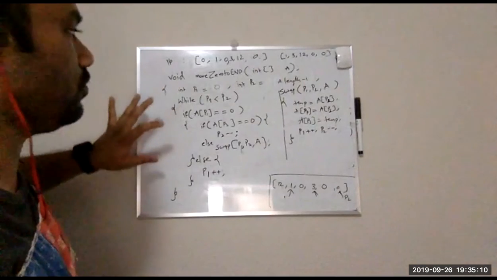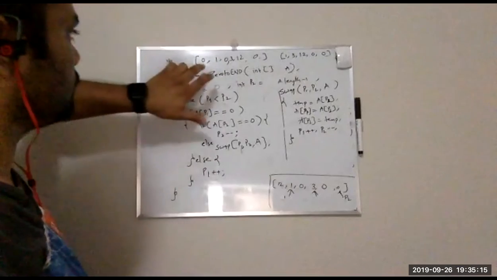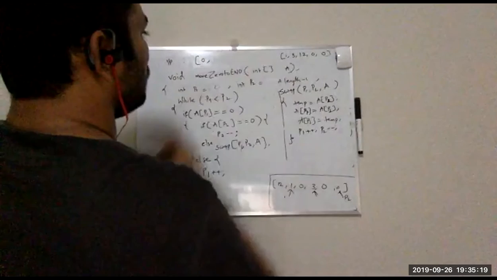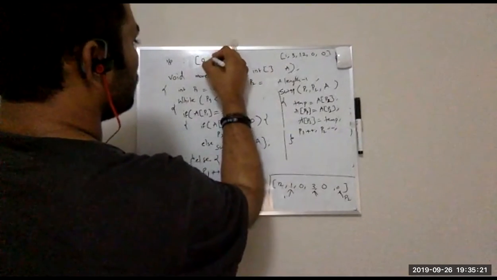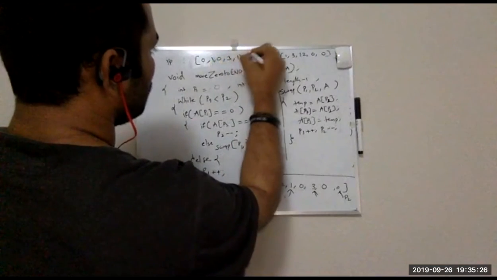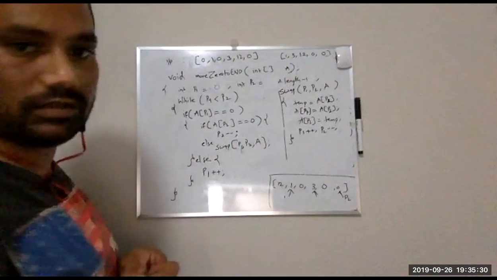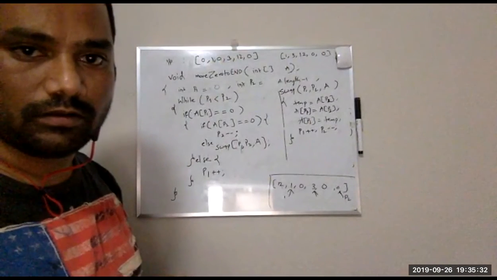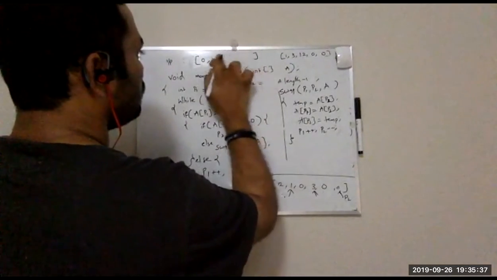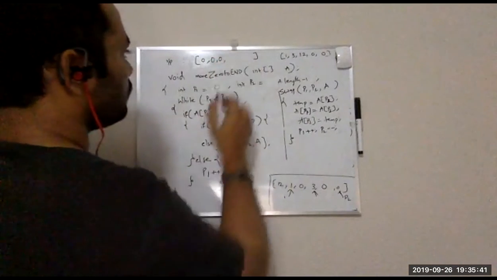Do you want me to go through the example? Okay, I'll go through the example. We'll just use this example here: 0, 1, 0, 3, 12, 0. Can I give you an example? Yeah. 0, 0, 0, 1, 1.